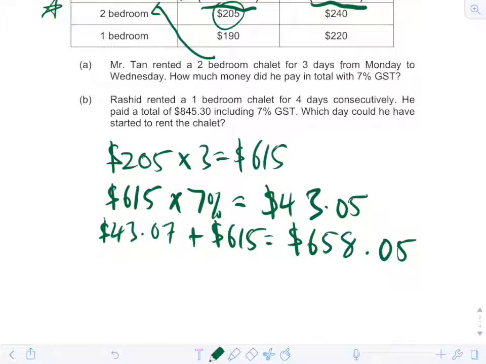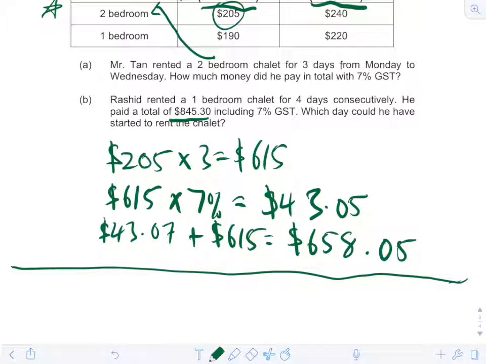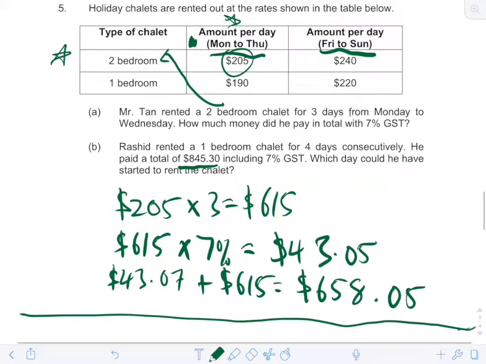B. Rashid rented 1 bedroom for 4 days consecutively. He paid a total of this amount, including 7% GST. Which day could he have started to rent the chalet? Now, let's see. Actually, there are 2 ways we can do this. One way is guess and check. To be honest, I don't really like to show guess and check. So this is another method I'll do.